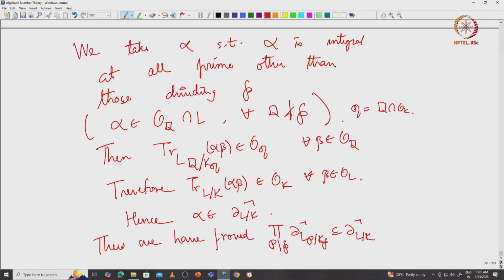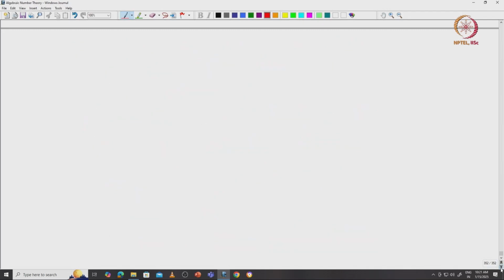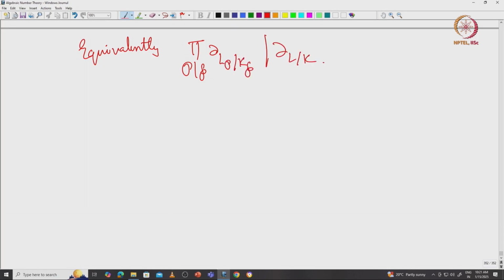is contained in D_L over K inverse, right. And this is the same as saying, equivalently, the product over all capital P dividing small p of D_{L_P} over K_p divides D_L over K. So we have proved one divisibility.